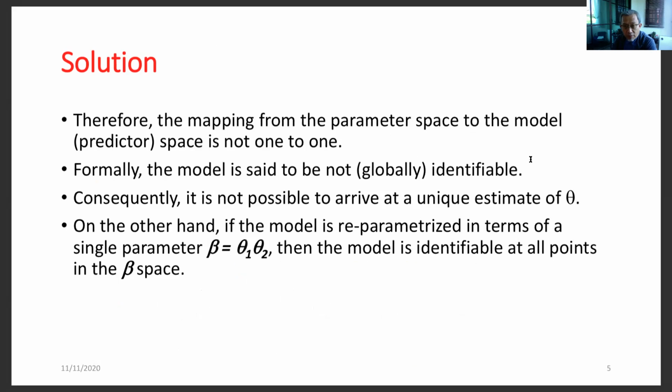So therefore, the mapping from the parameter space to the model predictions, between the real and the predictions, is not one-to-one. So formally, the model is not globally identifiable. Consequently, it is not possible to arrive at a unique estimate of theta, because theta is always changing, especially in dynamic systems or dynamic processes. On the other hand, if the model is reparameterized in terms of a single parameter, beta equal to theta 1 and theta 2, then the model is identifiable at all points in the beta space.